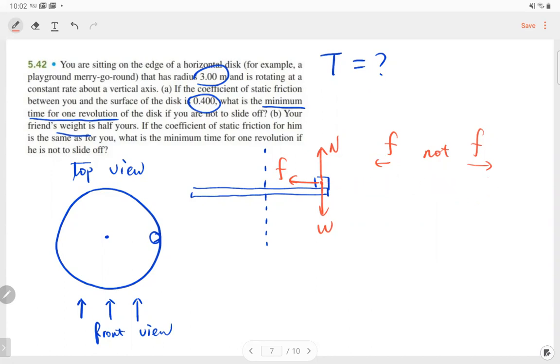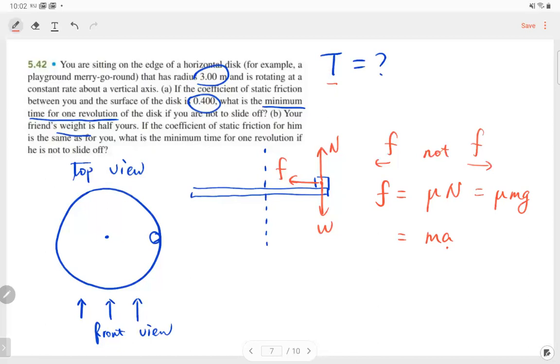Okay, so let's figure out the friction. We know it is equal to the coefficient times the normal force, and the normal force equals the weight. So that's mu mg, right? And the friction is the only force in the horizontal direction that can provide the centripetal force. So this is equal to ma.